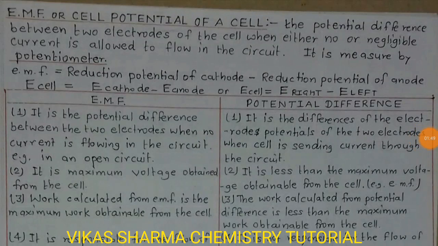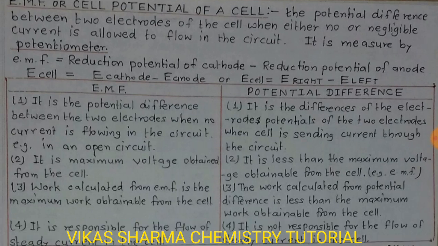Student, electromotive force or EMF, or cell potential of a cell, is the potential difference between two electrodes of the cell when either no or negligible current is allowed to flow in the circuit. It is measured by a potentiometer. EMF is equal to the reduction potential of the cathode minus the reduction potential of the anode. That means E cell is equal to E cathode minus E anode, or E cell is equal to E right minus E left. So student, there is a big difference between the EMF and potential difference.